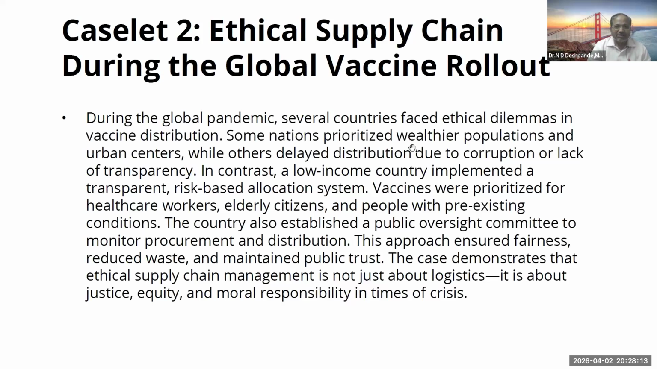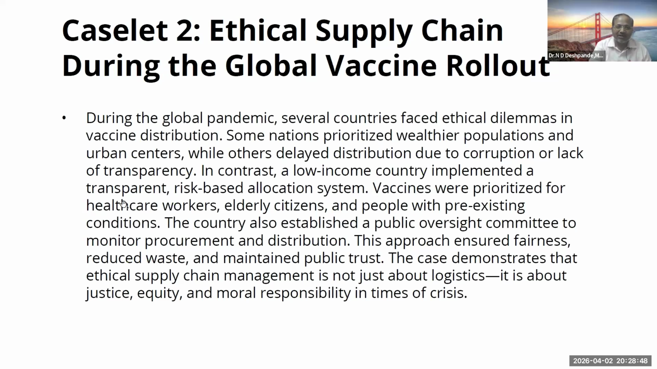In some nations, wealthier populations had huge centers to store the medicine, and there was delayed distribution, and due to giving money and all that corruption, the problem was there in those countries. In contrast, low income countries implemented a transparent risk based allocation system. How certain countries were good in handling this case was that the value of human beings given to citizens was equal. Equity and transparency was managed in low income countries.